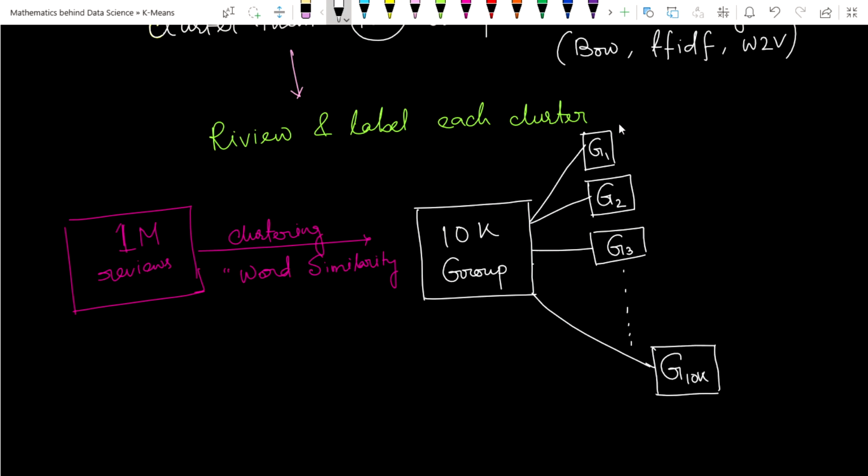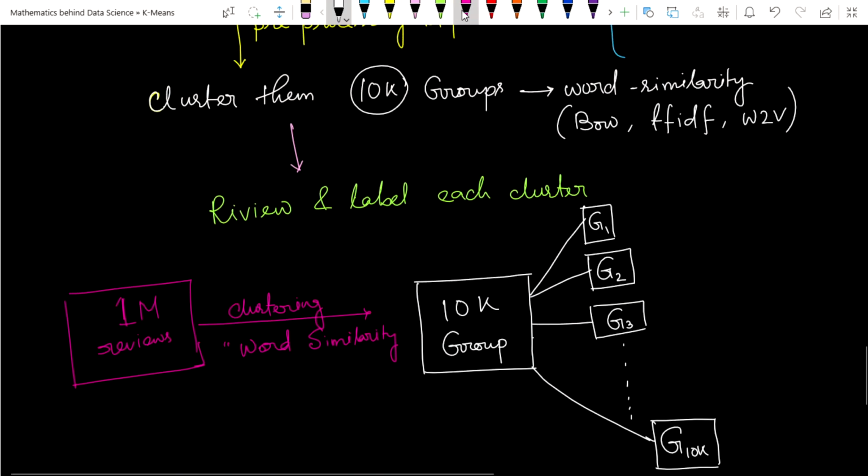Now, after picking each group, we have to pick a point from the group. Suppose we pick a review, review 1, from group 1. We pick one review.